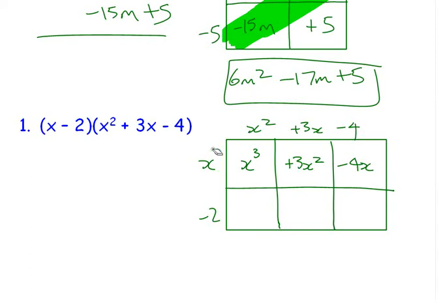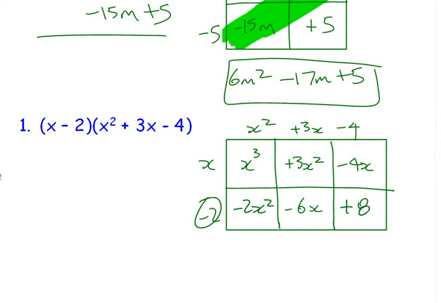And then the bottom row, right? You got the minus 2 times each of them. Minus 2 times that, minus 2x squared. And minus 2 times that, minus 6x. And then minus 2 times that, plus 8.